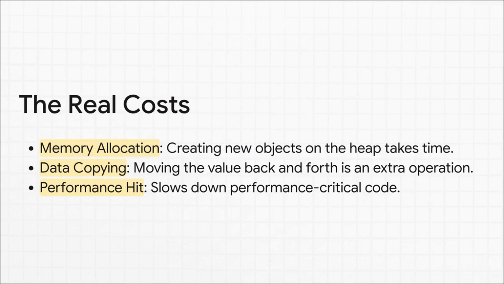Let's just break that down a little. Every single time you box a value, you're forcing the system to go through the complex process of allocating new memory on the heap. And every time you box or unbox, you're doing a data copy. Now, look, a single one of these might not be a big deal. You probably wouldn't even notice it. But what happens when this is inside a loop that runs hundreds or thousands or even millions of times? Suddenly that performance hit becomes very, very real.